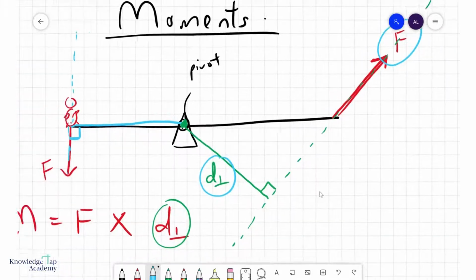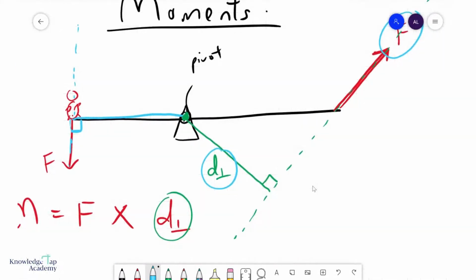Now, moments can either be clockwise or anti-clockwise about the pivot. And so we can see over here, it's a little bit like placing a little Allen key like so. We can quite clearly see that this force will pull this entire seesaw in the anti-clockwise direction. And so we say that this force creates an anti-clockwise moment. And if we look at this one, again, draw that perpendicular L-shaped line, you can see that this clearly also creates an anti-clockwise moment about the pivot.